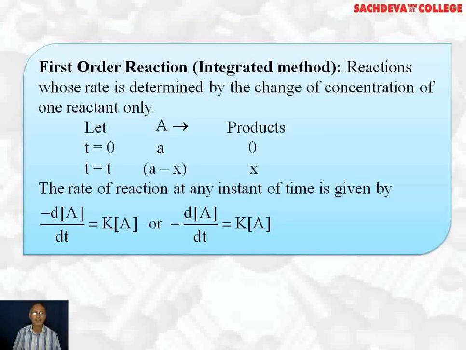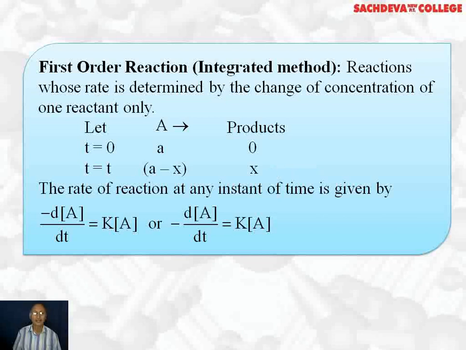Now we are going to derive the integrated rate law for a first order reaction. Reactions whose rate is determined by change of concentration of one reactant only are called first order reactions. Let A change to products. When t is 0, that is, in the beginning of the reaction, the concentration of A is taken as a and products in the beginning will be 0. After time t, that is, after interval t, the concentration of A becomes a minus x. Why? Because x moles of reactants have changed into products.